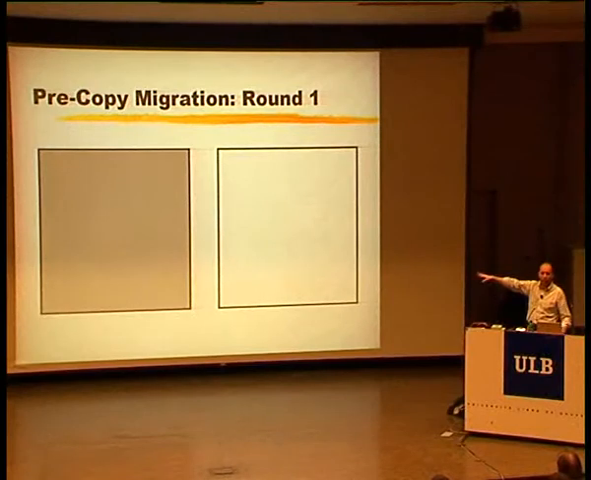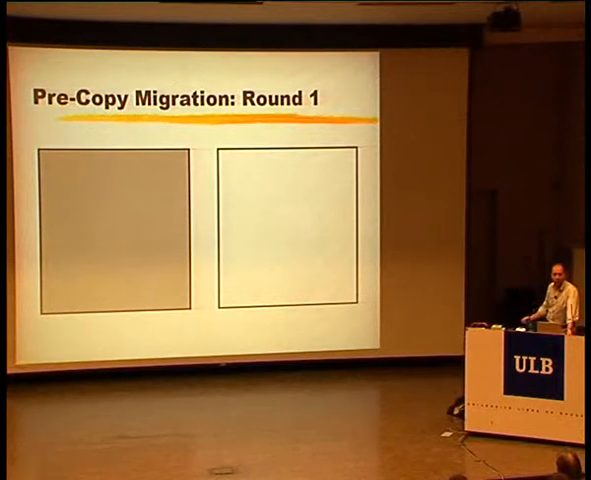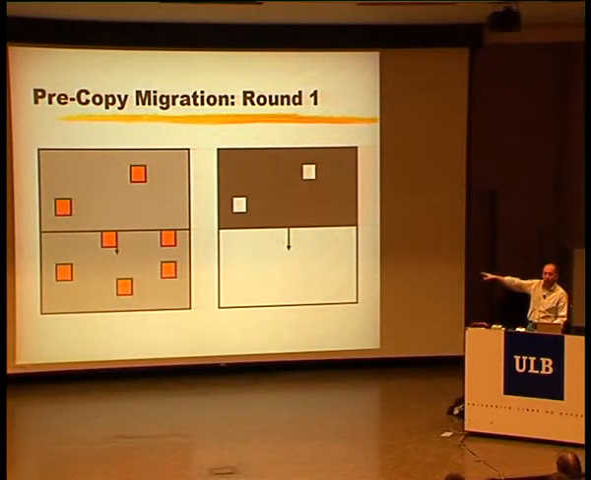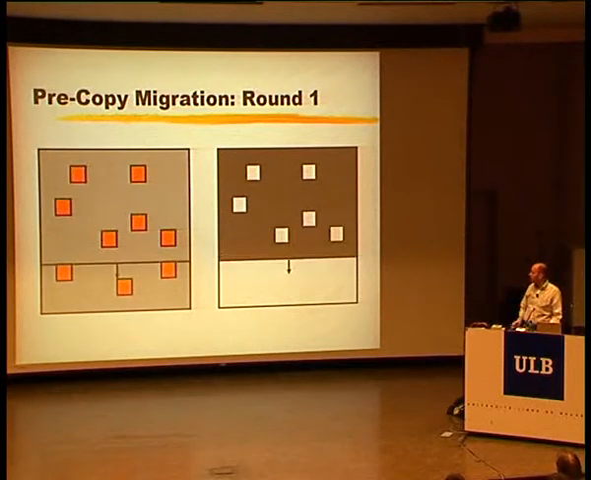So looking at this pictorially, we have a source host and a destination host, and the gray represents all of the memory on the source host. The virtual machine is still running there, and the empty box is this container we've created to hold it on the destination. So as the virtual machine runs, we're copying the memory across. And the orange boxes are, as the application runs, it's touching memory, dirtying it, and we realize that this memory is out of sync. We're going to have to resend it again.